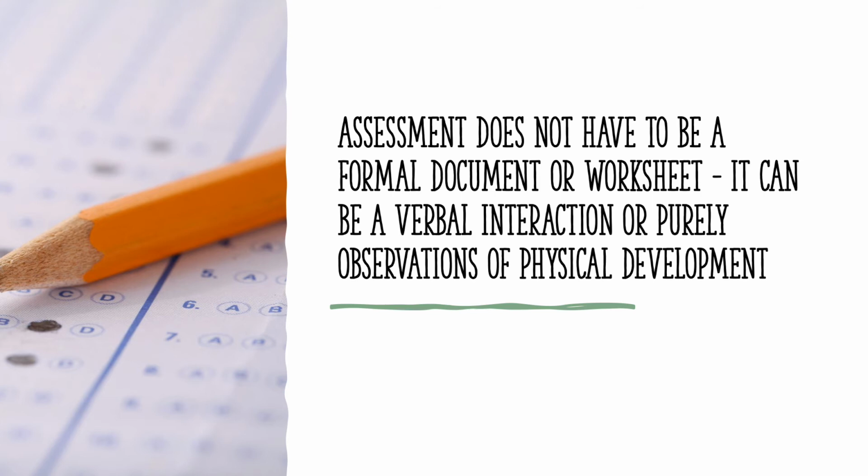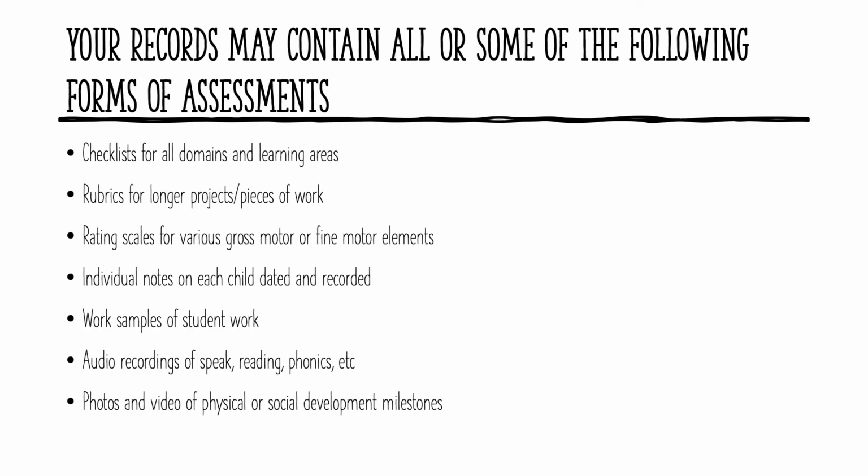So let's have a think about what your records are going to actually start to look like. So this could be examples of what you might have in your classroom. You might have some checklists that cover our domains and our learning areas, and that could be part of your file or in a digital format, in your Excel or in your OneNote and so on. You could have some rubrics that could be for longer projects or pieces of work.